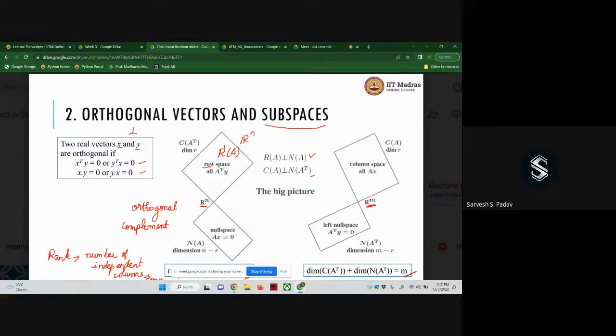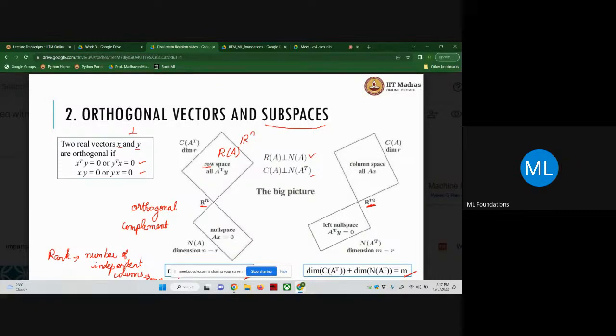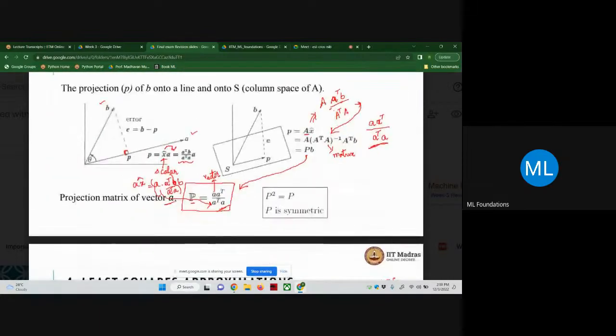Yes, sir. Okay, and this is the dimension of the column space of A transpose, and this is the dimension of the null space of A transpose. This I have already discussed, so that part I guess is okay. Later we will move on to projections.